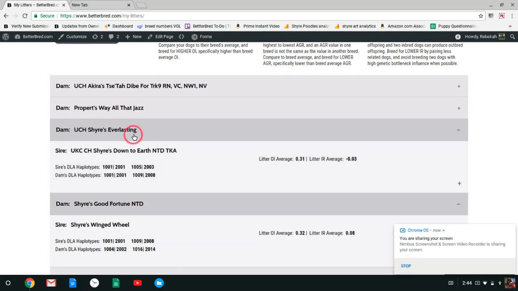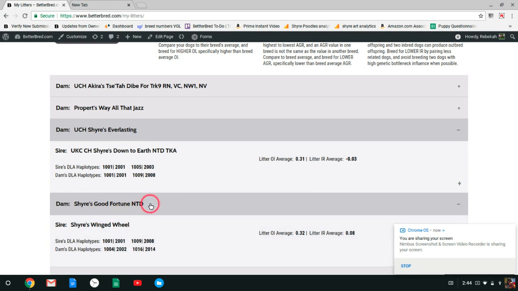And Shire's Good Fortune is the sister of this boy, his name is Wally, Puka and Wally. And Shire's Winged Wheel is the brother of Ever. So that's confusing, but these are basically the exact same breeding by pedigree. So we're looking at the exact same breeding if you were to pull up the pedigree.